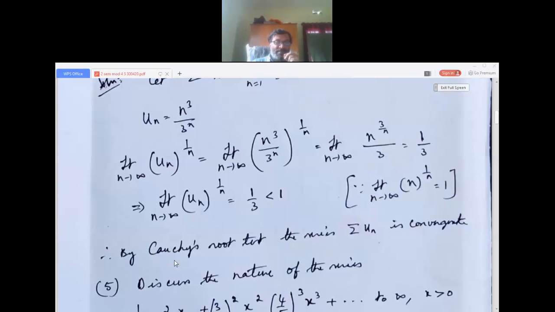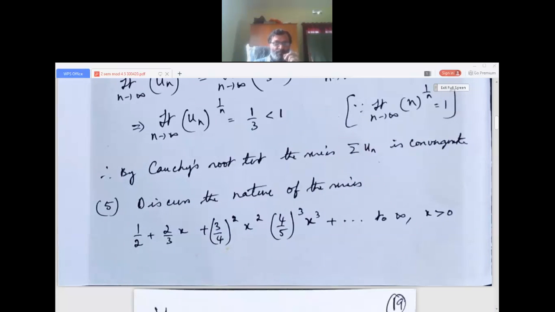Now we discuss another problem, question number 5 in Cauchy's root test. Discuss the nature of the series 1 by 2 plus 2 by 3 x plus (3 by 4) whole squared x squared plus (4 by 5) whole cubed x cubed plus etc. to infinity, where x is greater than 0. A plus sign was missing earlier.